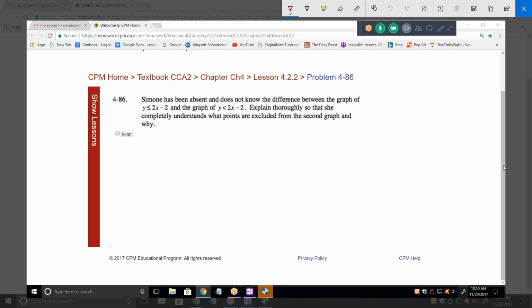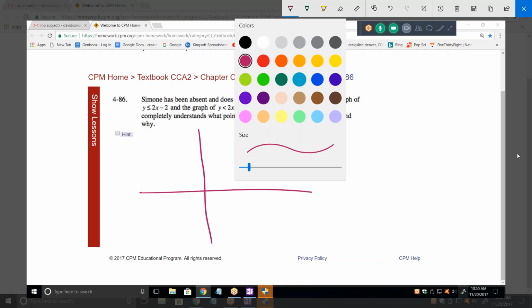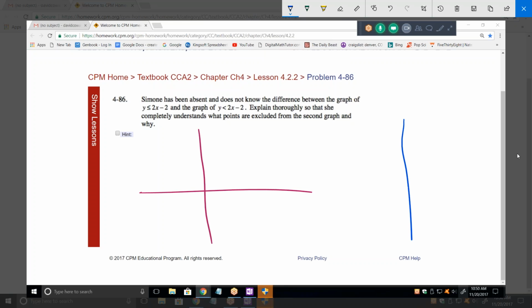All right, hold on a second. Let me read this one. Okay. Over here, I'm going to draw it one way, and over here, I'm going to draw it the other.